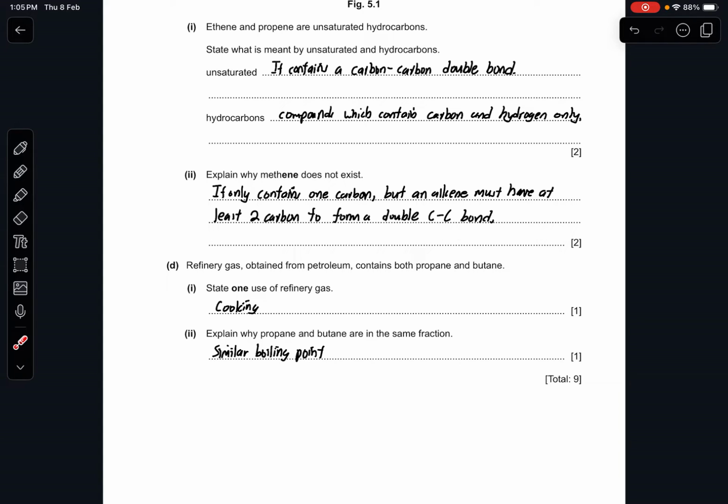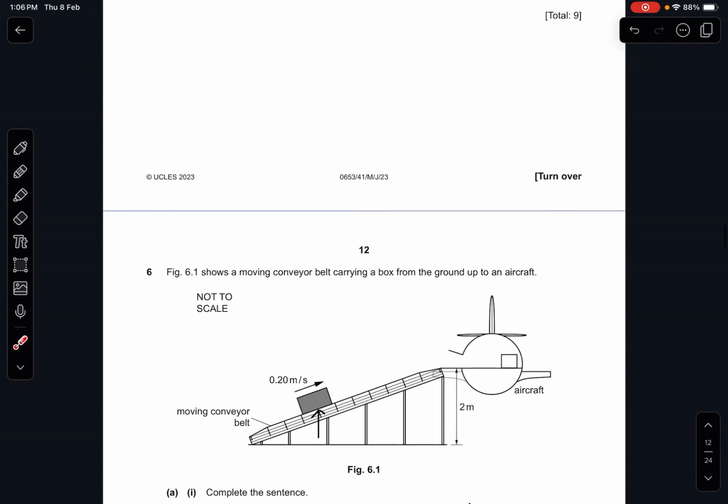Part 2. Explain why propane and butane are in the same fraction. So propane and butane come from the -ane, which is alkane, meaning they have the same functional group, or the same homologous series. When they have the same homologous series, they have a similar boiling point. They have much more closely related physical properties, I would say. So one of them would be the similarity of the boiling point.